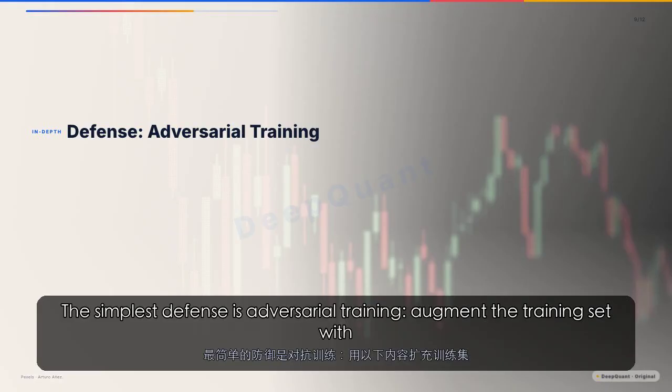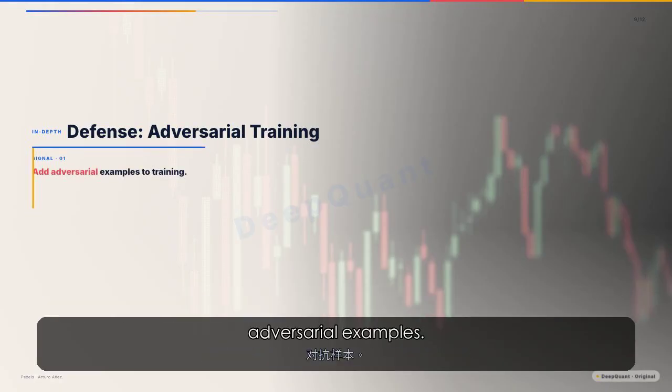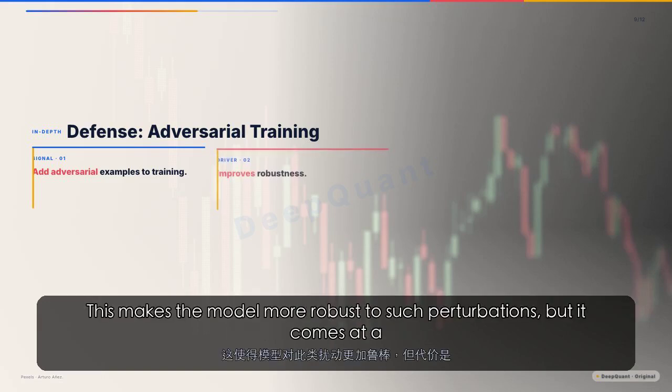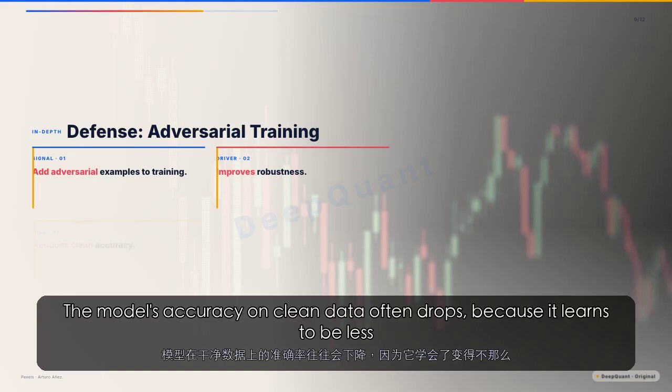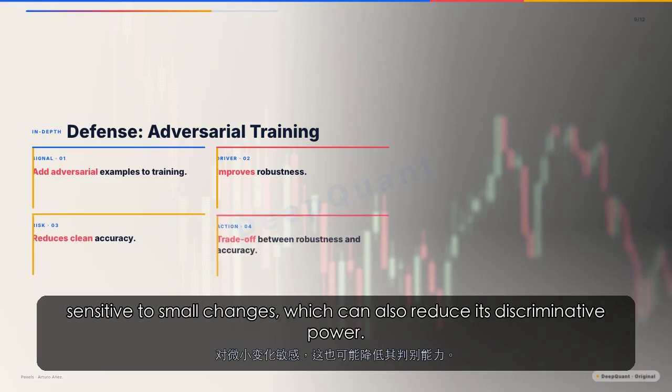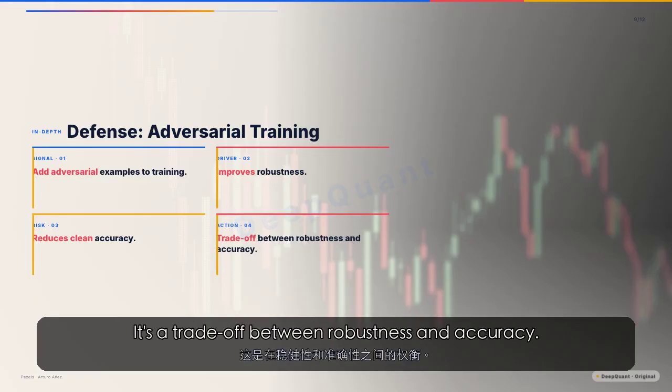The simplest defense is adversarial training. Augment the training set with adversarial examples. This makes the model more robust to such perturbations, but it comes at a cost. The model's accuracy on clean data often drops, because it learns to be less sensitive to small changes, which can also reduce its discriminative power. It's a trade-off between robustness and accuracy.